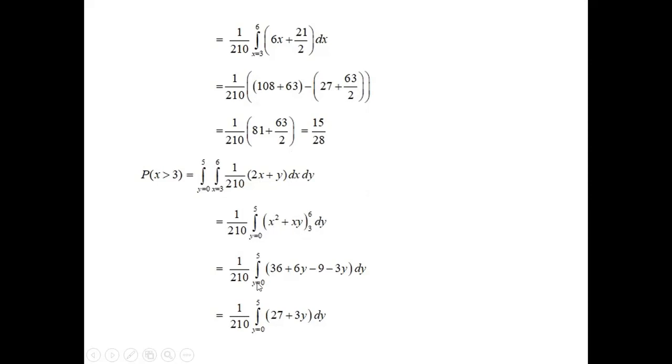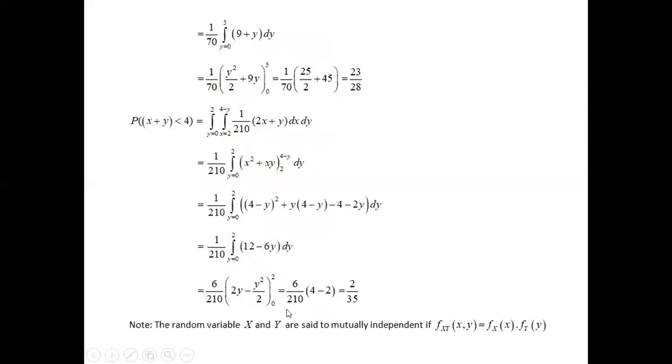So 1 by 210 into y equal to 0 to 5, 36 plus 6y minus 9 minus 3y. 36 minus 9 is 27, 6y minus 3y is 3y. So 1 by 210 into y equal to 0 to 5, 27 plus 3y dy. So 1 by 70 into integration y equal to 0 to 5, 9 plus y dy. So 1 by 70 into 9y plus y square by 2, which is 23 by 28, is the probability of this one, x greater than 3.